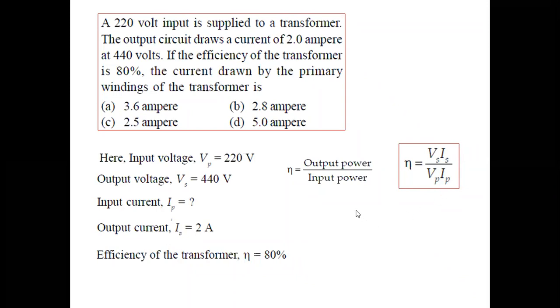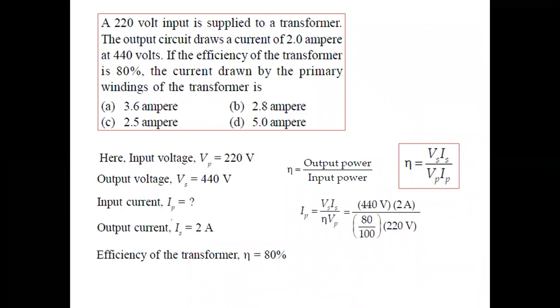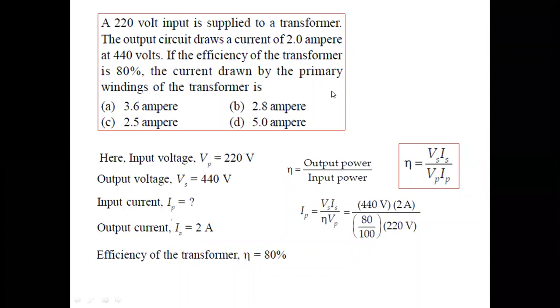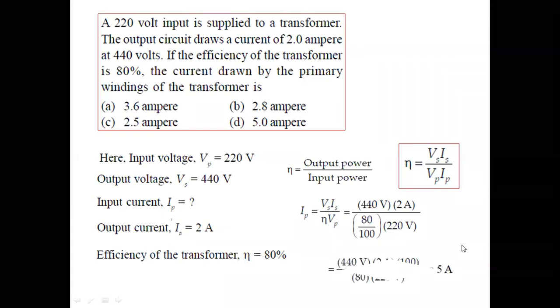Now finally, I need the primary current, IP. Let me do the mathematics. Efficiency is 80%, put into the mathematics. Percentage can be written as 80 upon 100. So you have a secondary voltage 440, current is 2 ampere. Mathematics gives you IP equal to close to 5 ampere.